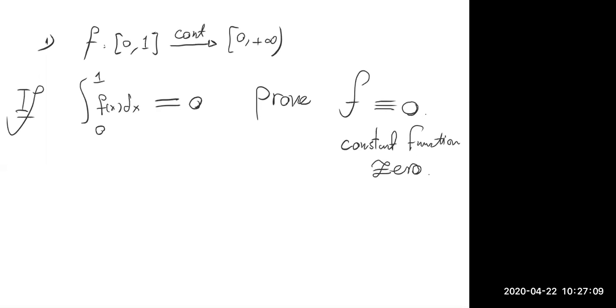So the point is that here the range is 0 to infinity, which means f of x for any x is greater or equal than 0. We want to show actually it has to be 0 everywhere. Okay, think about that for a few minutes and then tell me your idea.